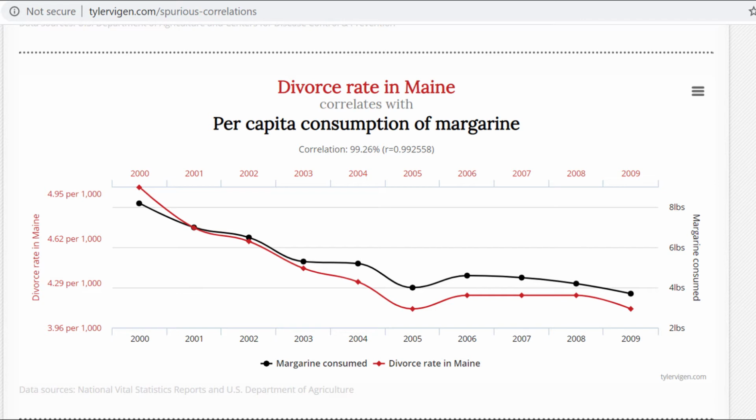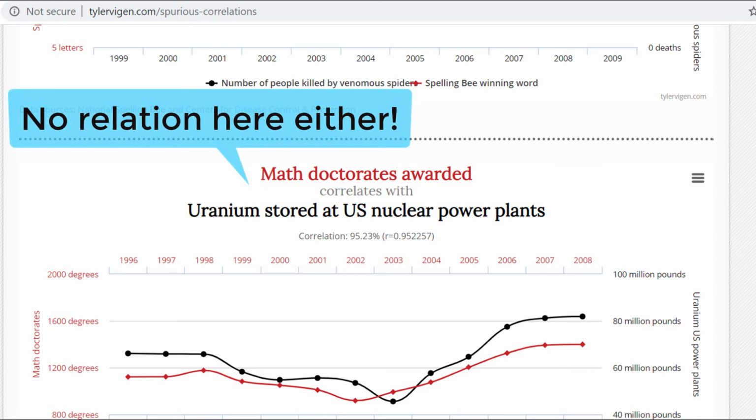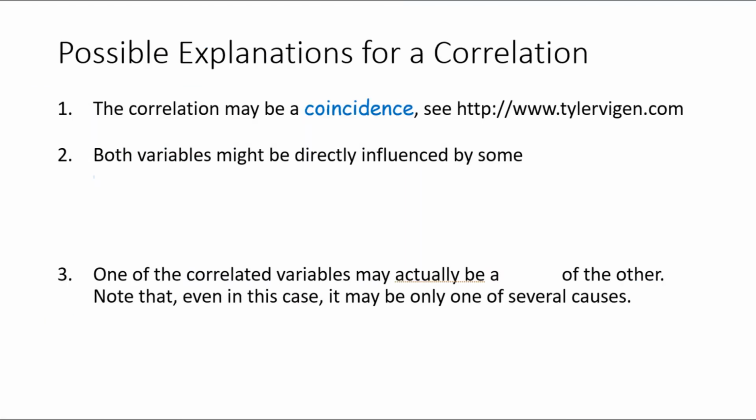We can all conclude those two are not related. How about a correlation between math doctorates awarded and uranium stored at U.S. nuclear power plants? Both of these were examples of spurious correlations. There's no underlying cause, it's just that it's coincidentally correlated.